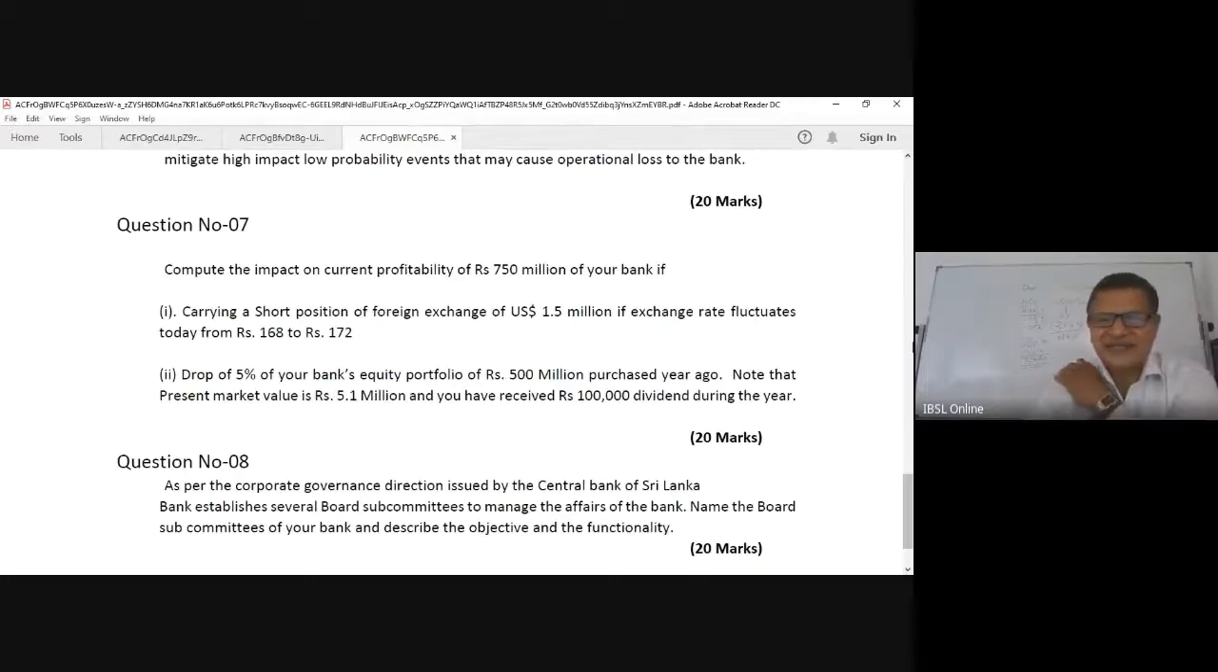But our scenario says suddenly there is a 5% drop in all shares. And 5% drop means 510 into 5% is amounting to 25.5 million. And you have to deduct from your current market price to arrive at your present price after the drop. So it amounts to 484.5. Your original investment is 500 and you reduce 484.5. That means 15.5 million you have lost because of this 5% drop.